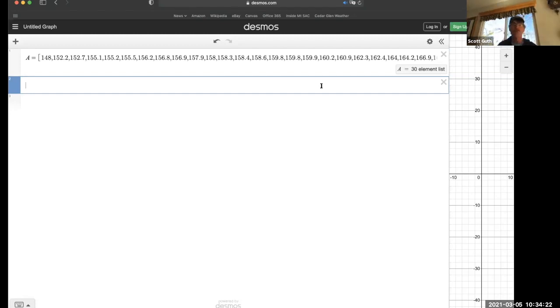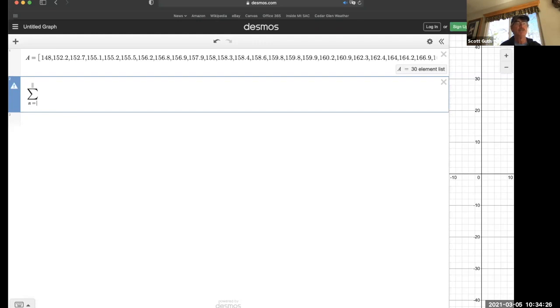Now, to get the total of the values there, I think if you just say sum, oh, that's not going to be great. I don't want to use that.